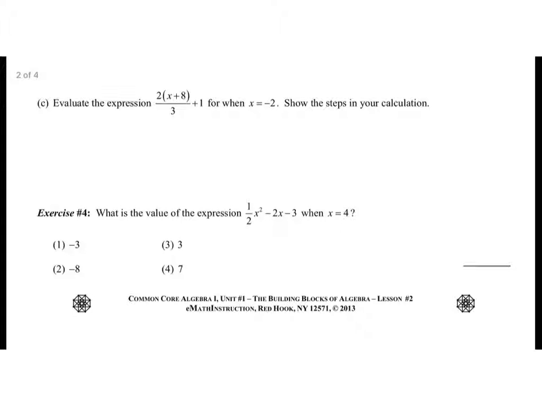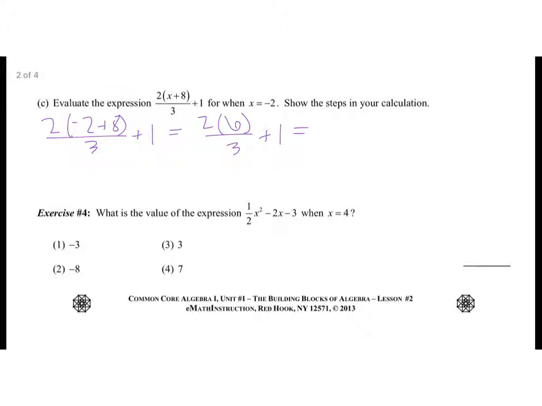Next, evaluate the expression 2 times (x plus 8) divided by 3 plus 1 for when x equals negative 2. Show the steps in your calculation. So negative 2 plus 8, divided by 3, plus 1. So the first thing we're going to do is the parentheses. So negative 2 plus 8 is 6.